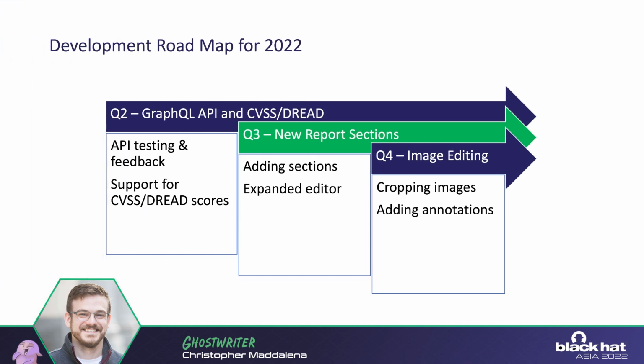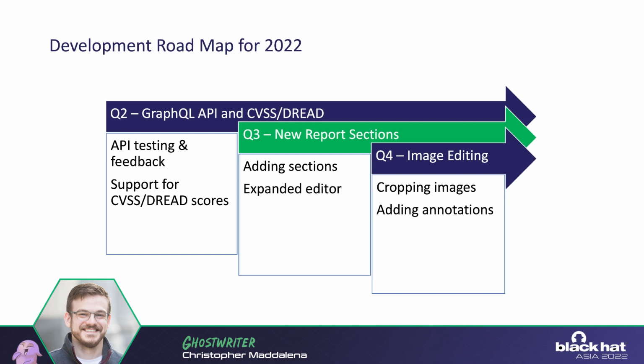With that, we have just a couple of housekeeping items for the end. The first is our development roadmap for 2022. For the rest of this quarter, we're going to be focused on the GraphQL API, testing it and gathering feedback. If you're curious to add your feedback to the mix, grab that 2.3 release candidate and let us know what you think. We also have a popular request for adding support for CVSS and DREAD scoring, and we hope to have that available around the June timeframe.